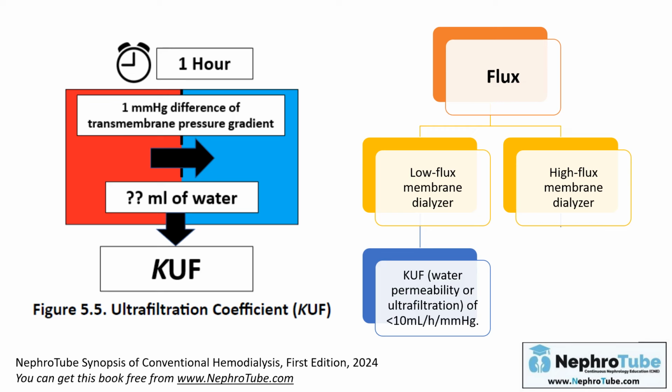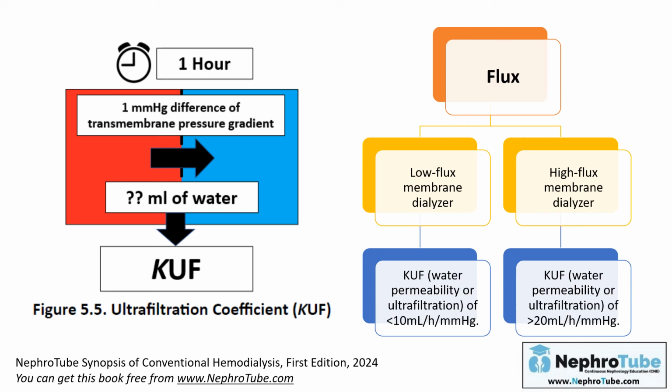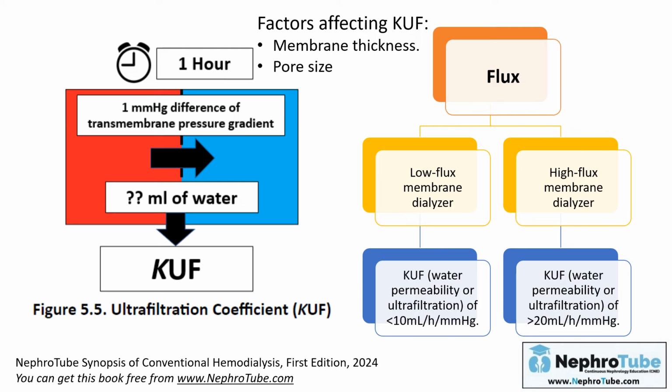Low flux dialyzers have ultrafiltration coefficient, water permeability or water ultrafiltration less than 10 ml per hour per millimeter mercury, while high flux dialyzers have ultrafiltration coefficient, water permeability or ultrafiltration of more than 20 ml per hour per millimeter mercury. Ultrafiltration coefficient, which is equal to water permeability, can be affected by the membrane thickness and pore size.